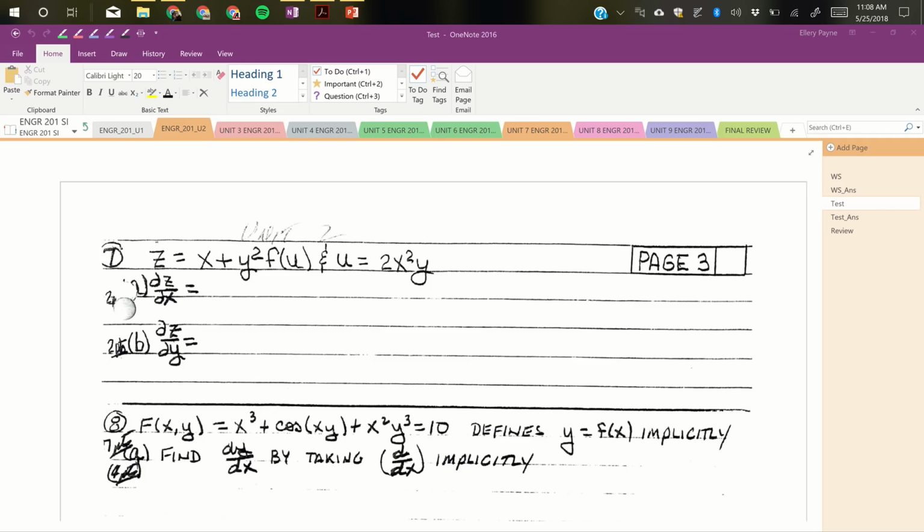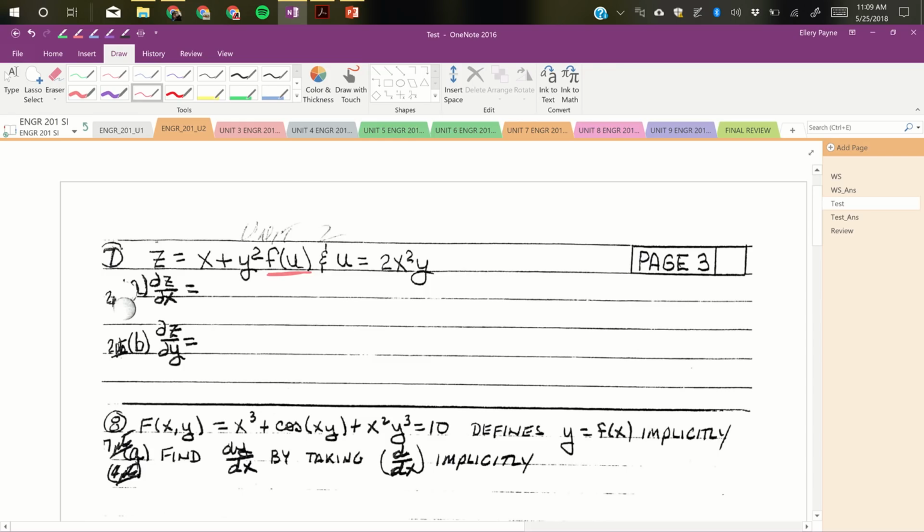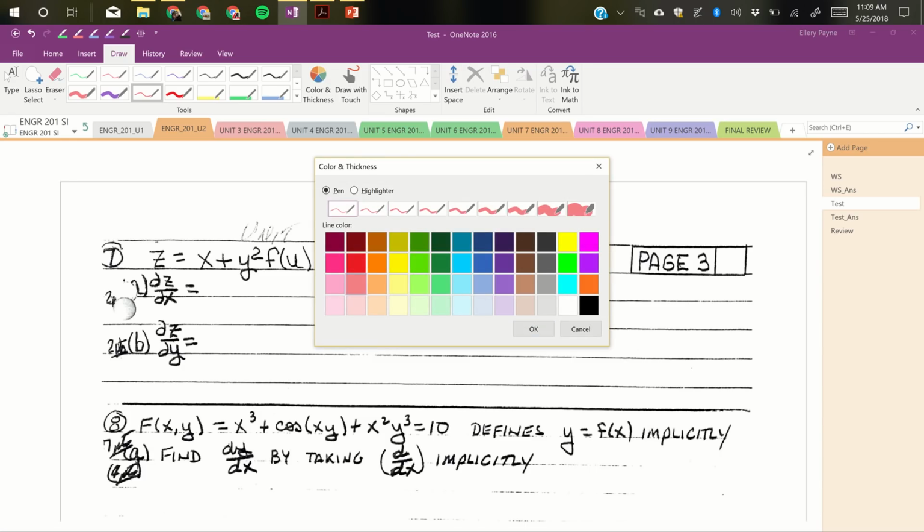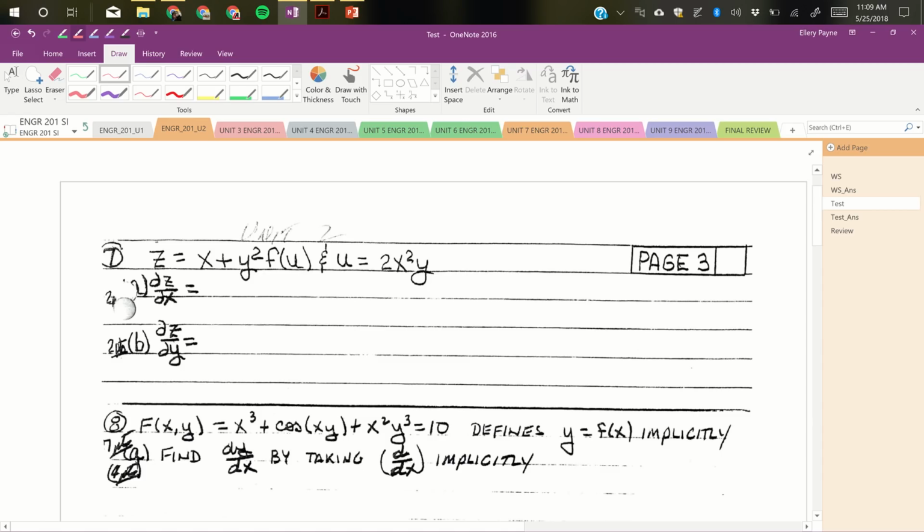For this first problem, we have a function z that equals x plus y squared f of u, and u equals 2x squared y. So with this function f of u, we really don't know what it is. We have no understanding of what it is, but we know it consists of this variable u. So it's considered like a function of f of x and y. If you want, that helps understanding what it means. But essentially, you don't know what this f of u is. So whenever we do derivatives with it, we have to consider the derivative of f of u, which is f prime.